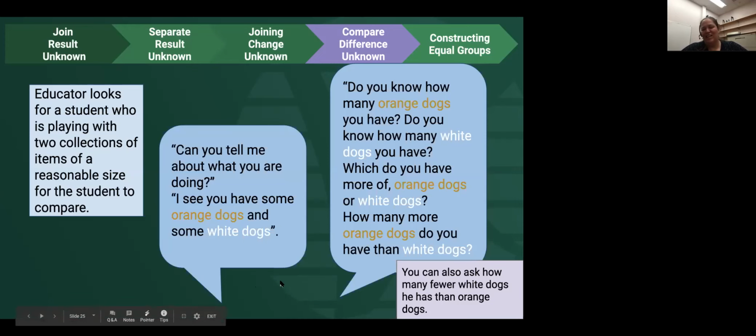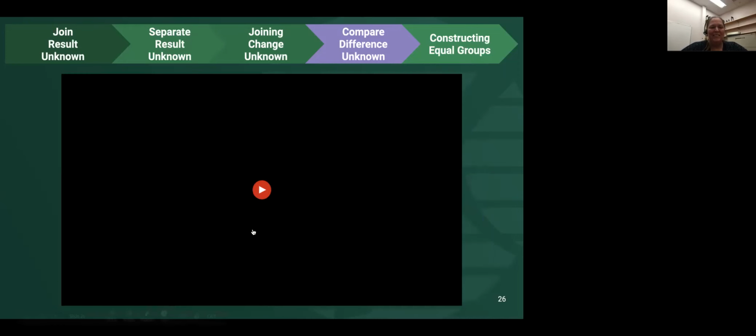Oh yeah, that's right, I did add this little bit. You can ask how many fewer white dogs he has than orange dogs, but that language is a little trickier. But sometimes you do get that in later math, so that's helpful. All right, so here we go.